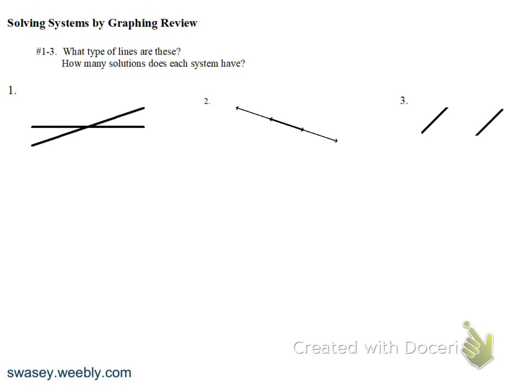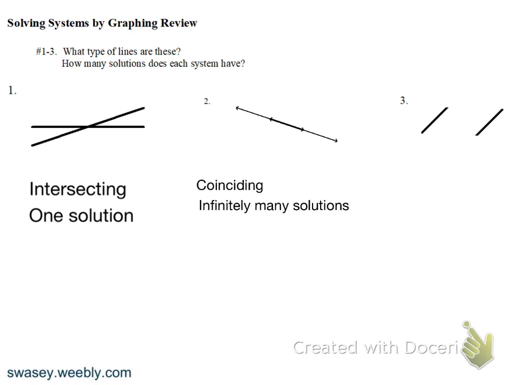Alright, so here we're naming what type of lines. The first pair is intersecting lines, and they have one point in common, so they have one solution. The second pair of lines are lines that are right on top of each other. They're called coinciding lines. They have infinitely many solutions. All of the points on one line are on the other line.